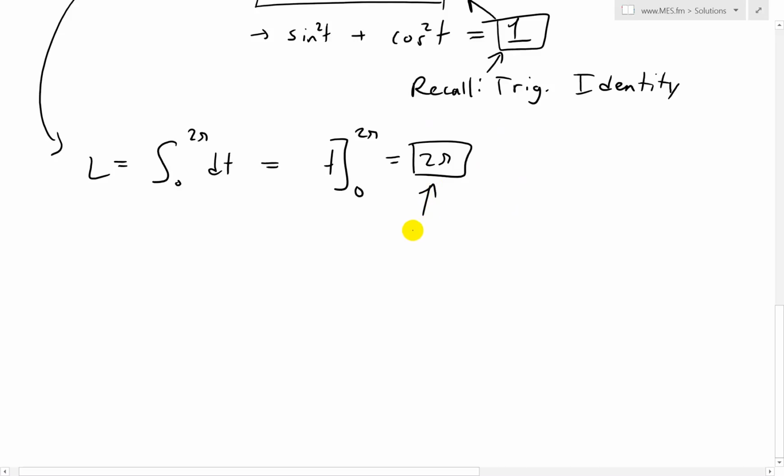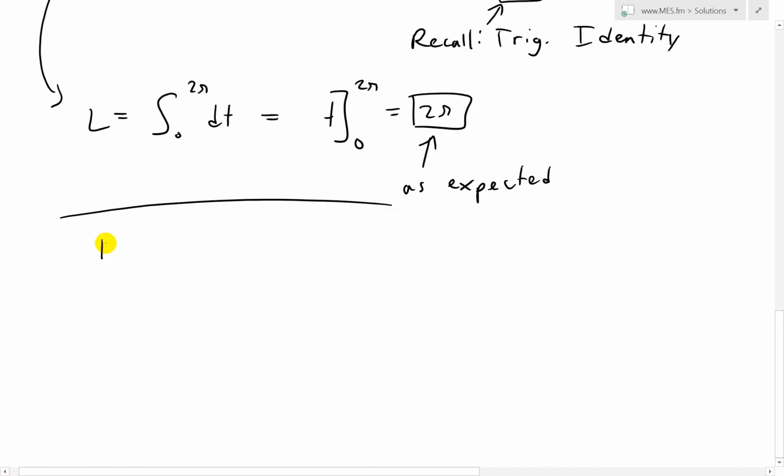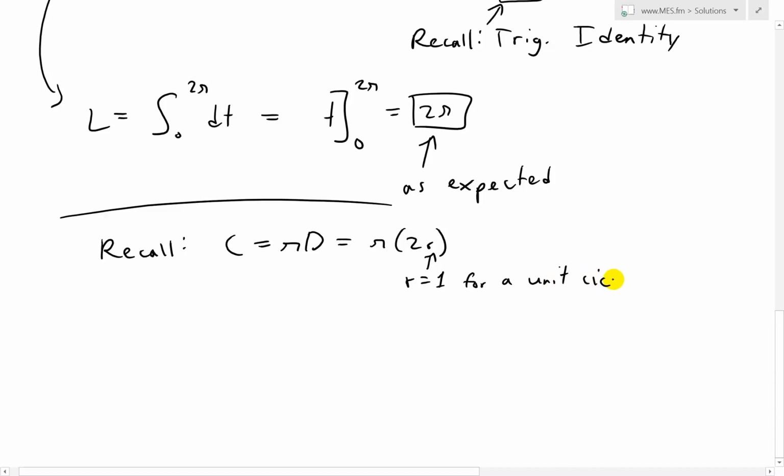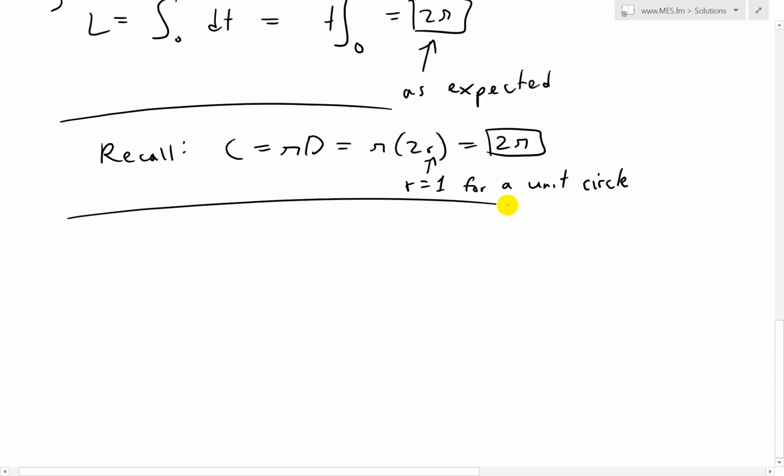In fact, this is as expected, and that's because it's a unit circle. Since it's a unit circle, recall that the circumference C is equal to pi times the diameter, which is the same thing as writing 2 pi r, where r is equal to 1 for a unit circle. A unit circle just means radius 1. So we're just left with 2 pi as the circumference, or the total distance traveled around a circle.